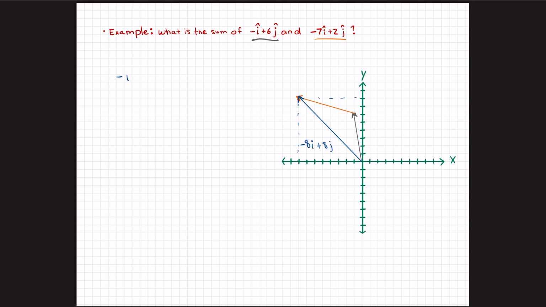But I can also just go ahead and take my negative i hat plus 6j hat, and directly add my negative 7i hat plus 2j hat to it in this manner, just component to component. Negative 1 plus negative 7 is negative 8, and then 6 plus 2 is positive 8. And so that's my horizontal component, and that's my vertical component, and it's as easy as that.